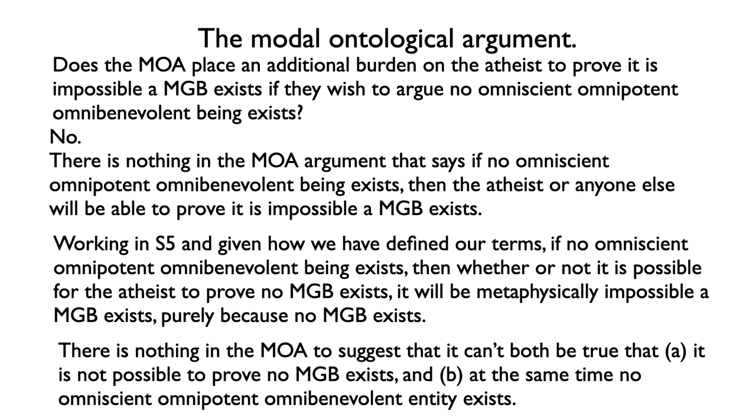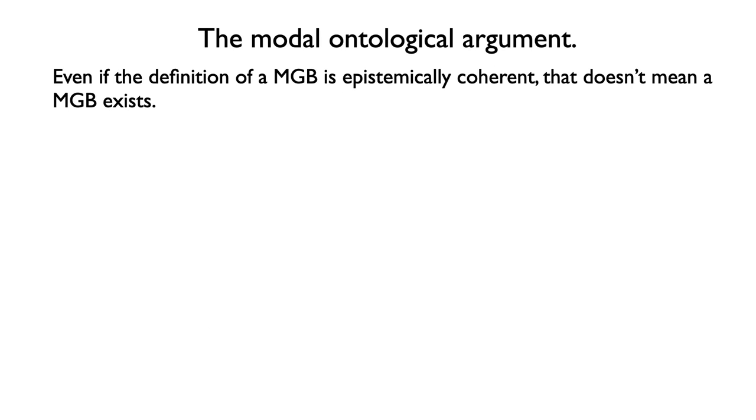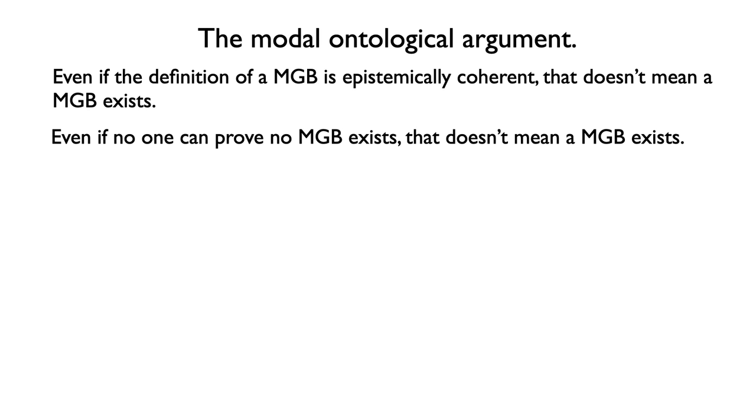And so that's basically it. Even if the definition of a max great being is epistemically coherent, that doesn't mean a max great being exists. And even if no one can prove no max great being exists, that doesn't mean a max great being exists. And I'd like to point out that these two results, although it took a lot of work to get to them, are really quite obvious. They are common sense.